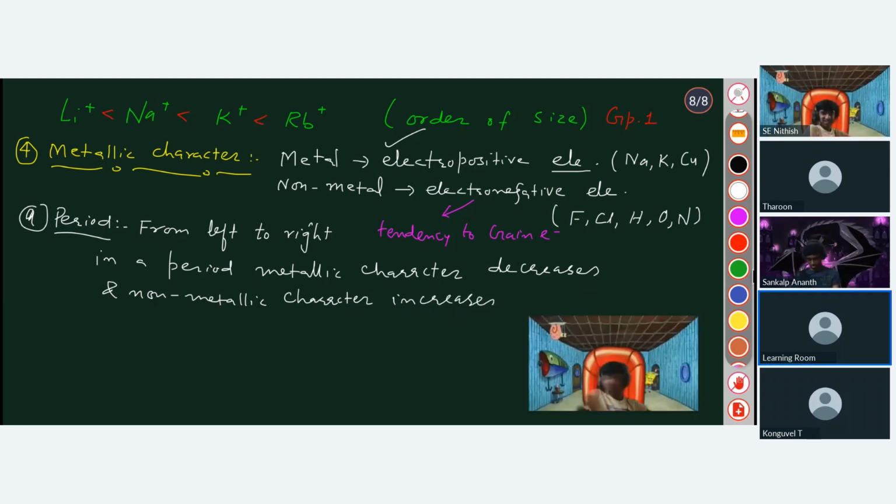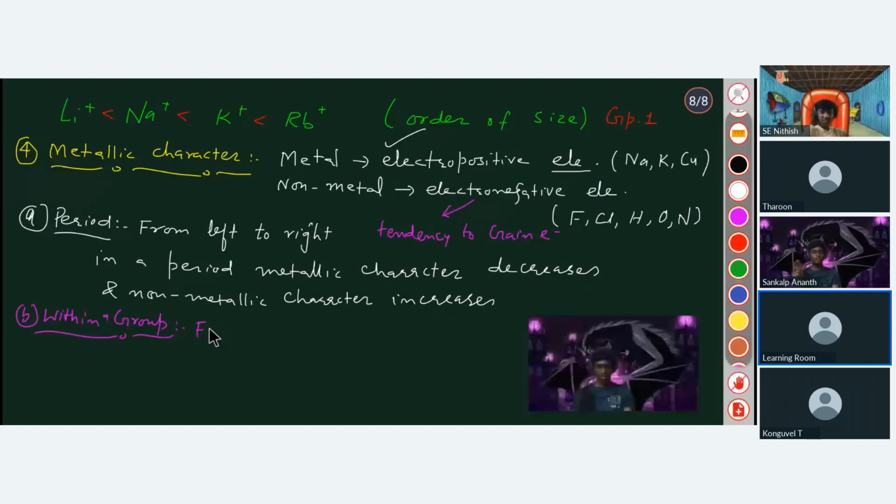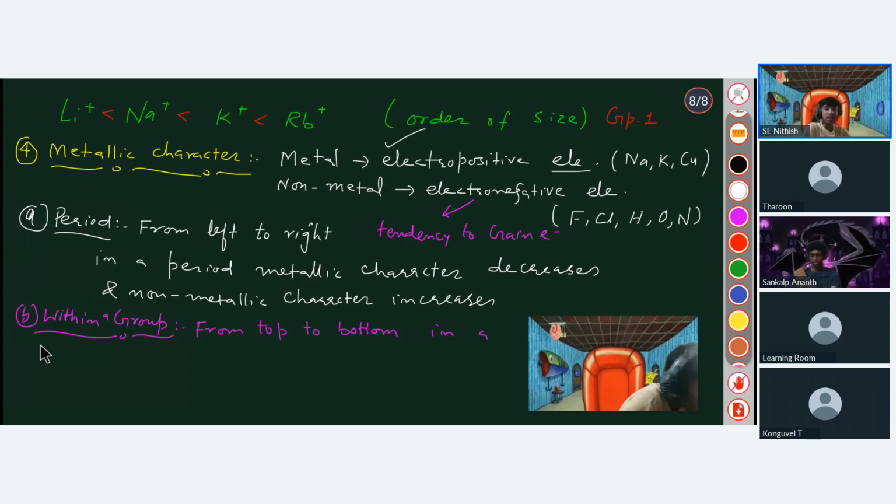Can you tell me, it is opposite within a group? Within a group, what will happen to the metallic character and non-metallic character? Will they remain the same? No, it will not remain the same. That is from top to bottom. It will be just opposite as we have seen in the period. So from top to bottom, metallic character will increase and non-metallic character will decrease. Exactly. So from top to bottom in a group, metallic character increases.